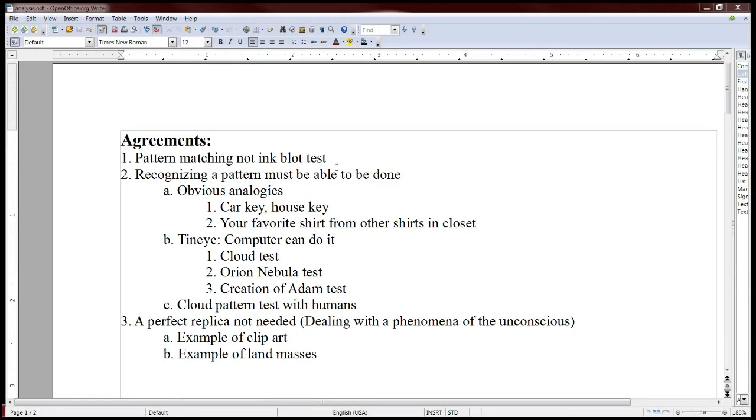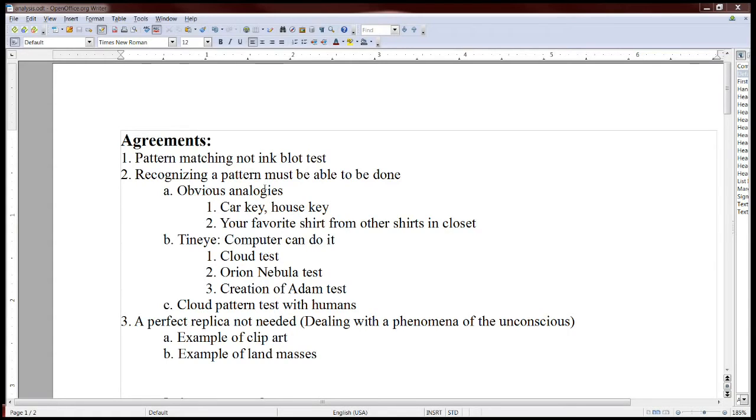Number two, we have to understand that we can actually recognize a pattern. Now, many of you will say, well, that's obvious, obviously we can recognize patterns. But you would be surprised how many people would say that that could be anything, but the deal is that they are not looking beyond the surface. We have to be able to establish that we can recognize a pattern.